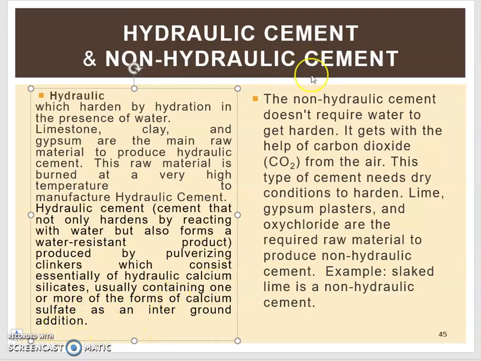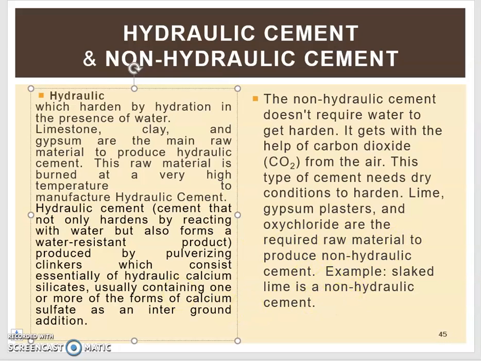Okay. Then non-hydraulic cements do not require water to get hardened. It gets hardened with the help of carbon dioxide, sorry. This type of cement needs dry conditions to harden, and the classic example is lime. Okay, lime, gypsum plasters and oxychlorides are the required raw materials to produce non-hydraulic cement. Okay, slaked lime is a non-hydraulic cement.